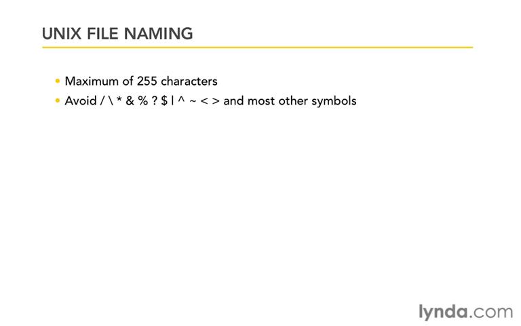The second rule is that you want to avoid most symbols. I've listed off the main ones there, but you really want to stay away from almost all symbols. And the reason why is that in Unix, a lot of these from the command line have special meaning. And Unix, as it's trying to parse the line and figure out what you mean, may confuse the symbol in a file name for being a command or an operator that it normally uses.